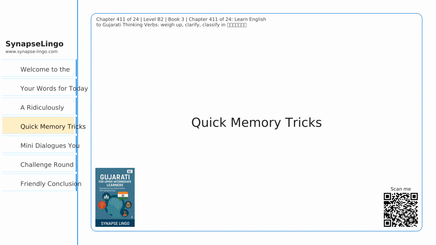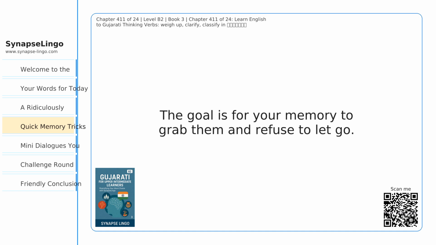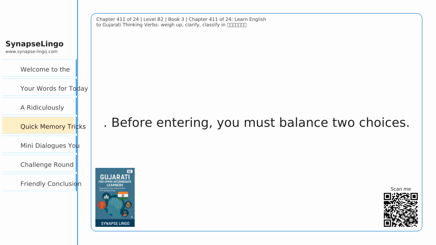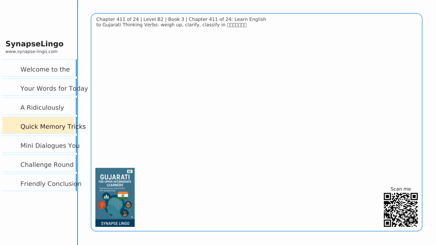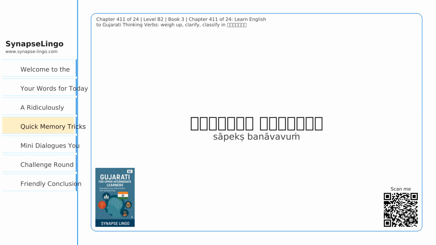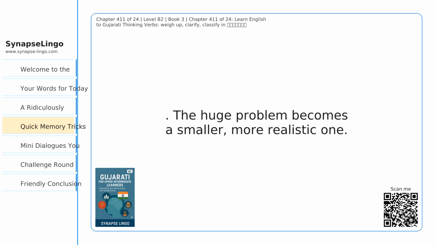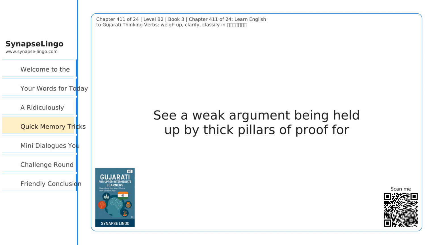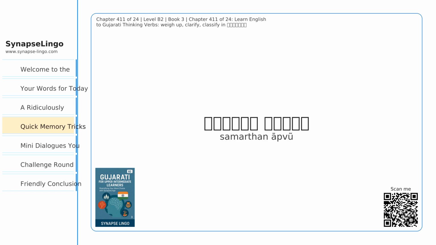Quick memory tricks. Let's make these words sticky. The goal is for your memory to grab them and refuse to let go. Picture a giant scale at your front door for તોલવું. Before entering, you must balance two choices. Imagine zooming out with a mental camera for સાપેક્ષ બનાવવું. The huge problem becomes a smaller, more realistic one. See a weak argument being held up by thick pillars of proof for સમર્થન આપવું.